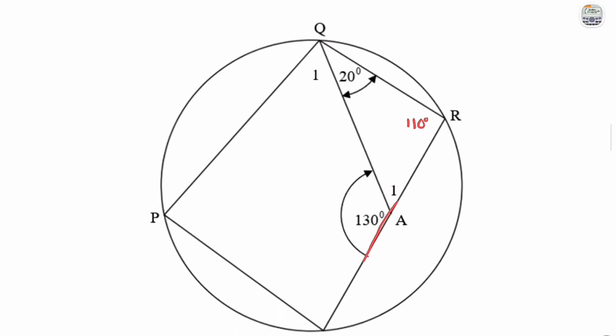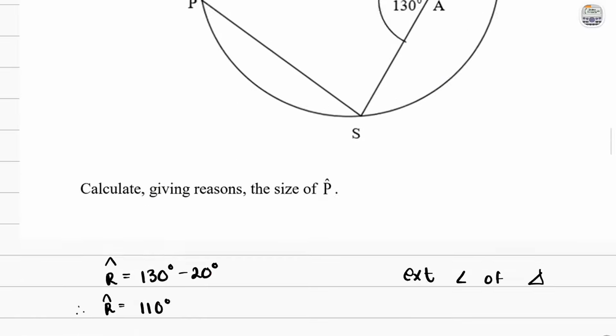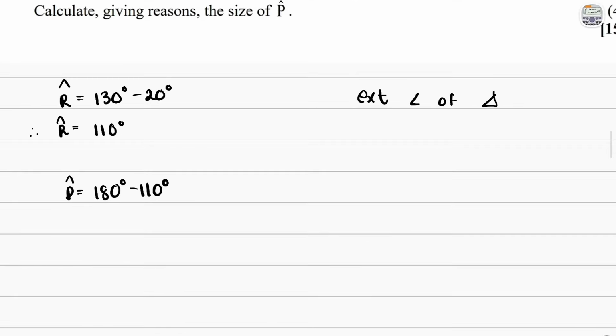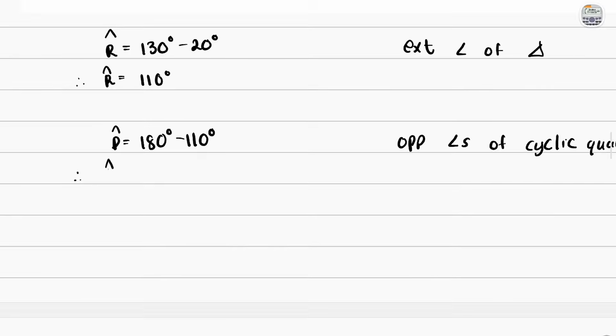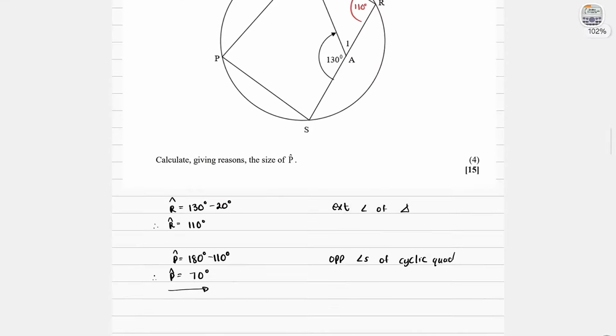So we know now that this is 110. And now how do we find angle P? We know that the opposite angles of a cyclic quad add up to 180 degrees. So to find angle P, we simply say angle P is equal to 180 degrees minus 110 degrees, and that is because of the opposite angles of a cyclic quad. And so therefore, angle P is equal to 70 degrees. And that is our answer. And that is it for question 9.